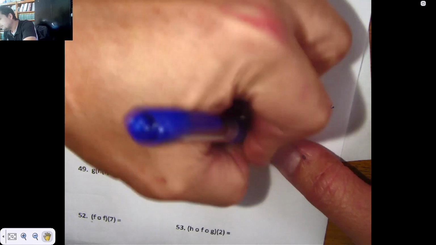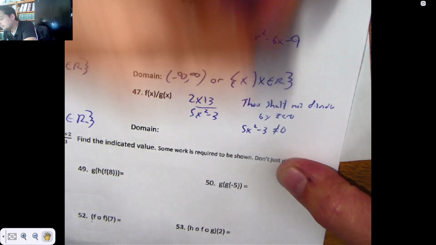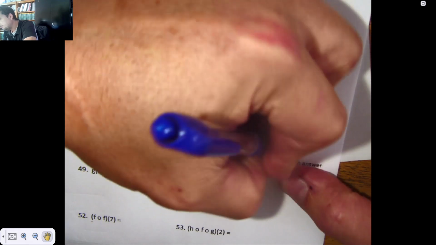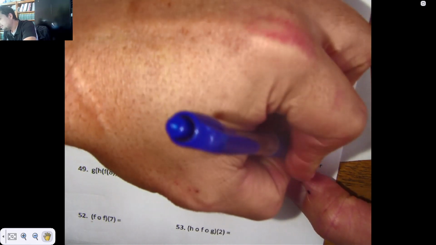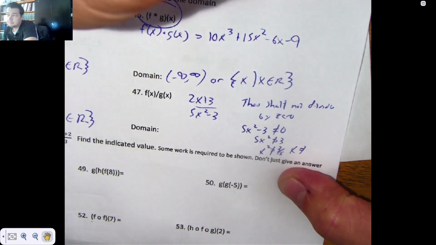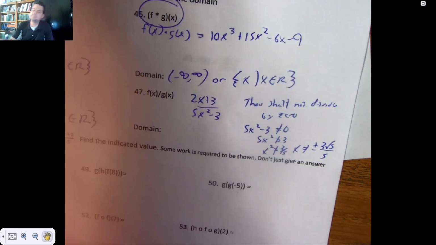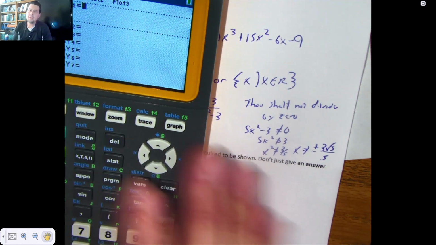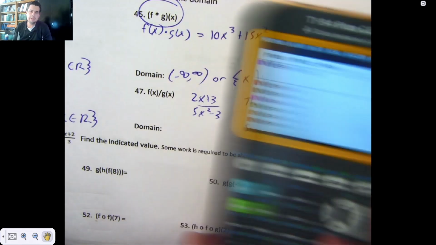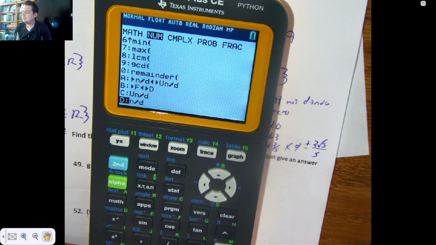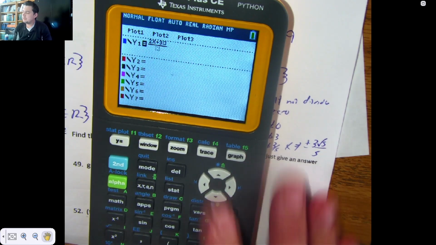So 5x squared minus 3 cannot be 0. 5x squared cannot be 3. X squared cannot be 3/5. So x is not plus or minus 3 root 5 over 5. It's everything else. All right, and we'll take a look at the graph so you can see that. This thing also has what's called a horizontal asymptote, which is not something we've talked about. What was that? That was 2x plus 3 over, numerator over denominator.